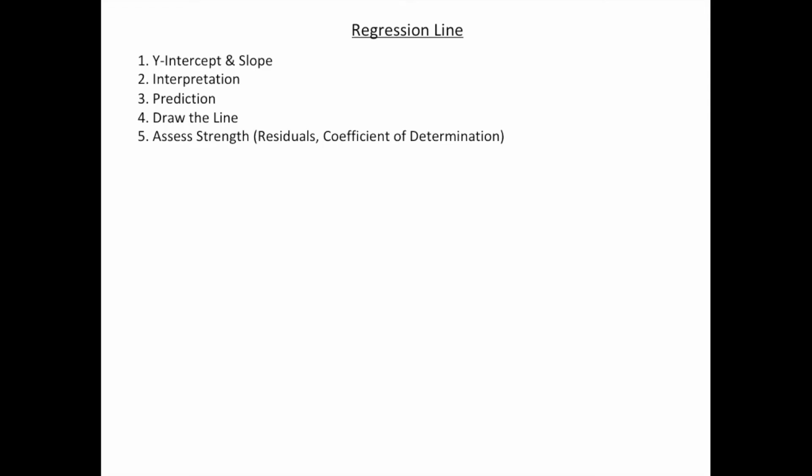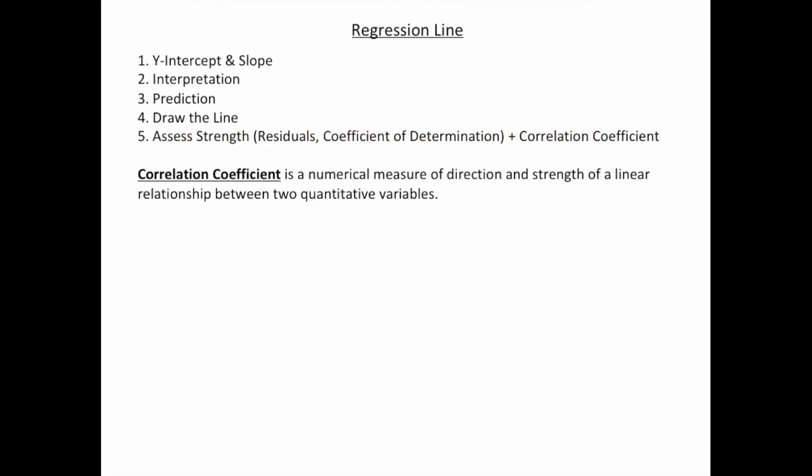In this final video on regression lines, we're going to talk about how to assess the strength of a relationship by looking into the residuals, the coefficient of determination, as well as the correlation coefficient. If we start with the correlation coefficient, this is a numerical measure of direction and strength of a linear relationship between two quantitative variables. And your correlation coefficient is always indicated by lowercase r.